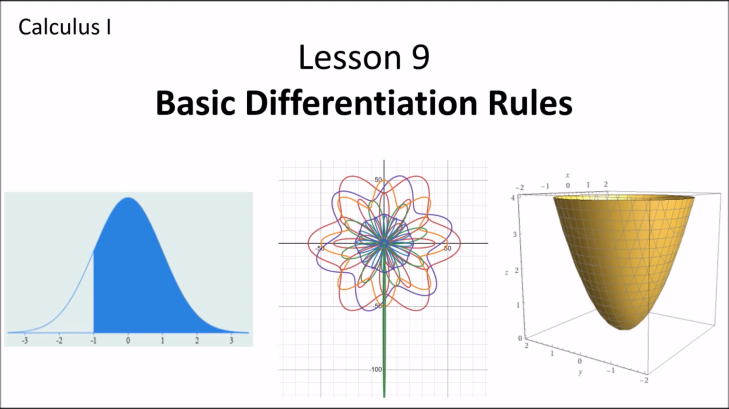So we're going to look at Lesson 9, Basic Differentiation Rules. In the previous lesson we looked at the introduction to the derivative and we used the two definitions for the derivative, the standard limit definition, and then the alternative definition. This time we're going to look at some shortcut rules.